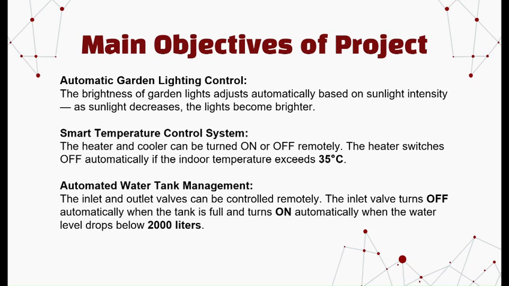The main objective of our project is automatic garden lighting control. The brightness of garden lights adjusts automatically based on sunlight intensity. As sunlight decreases, the light becomes brighter.